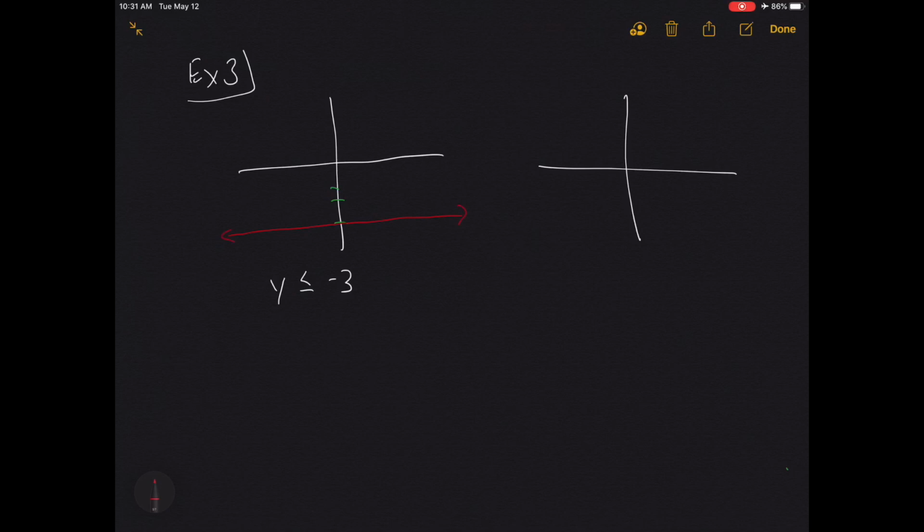Excuse me, and if you think about it, where is y less than or equal to negative 3? Well, y is going to be less than negative 3. It's going to be below negative 3. So we don't really need to do any testing. We pretty much should know that everything below this line is going to get shaded because that's where y is less than negative 3. So if you're given a horizontal line like that, you just have to know, okay, is it greater than the line or less than the line, above or below? It should be relatively intuitive to do that.